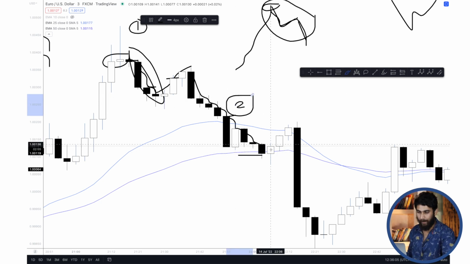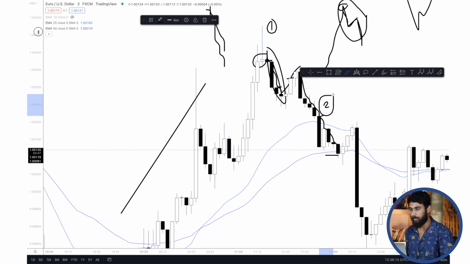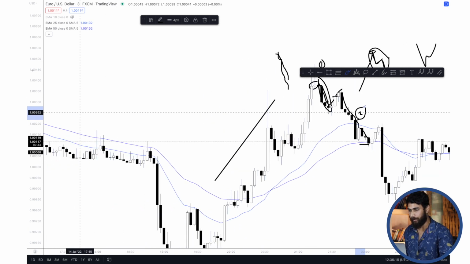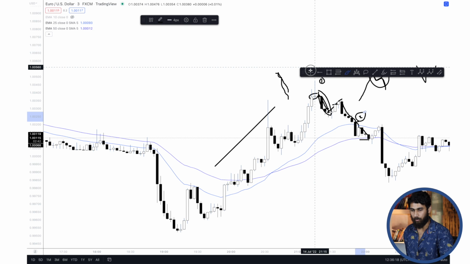Now I will tell you how to enter into a trade. But now we are just learning how to count the legs. So this is how you count or find the two-legged pullback. Now let us try to take another example of it.